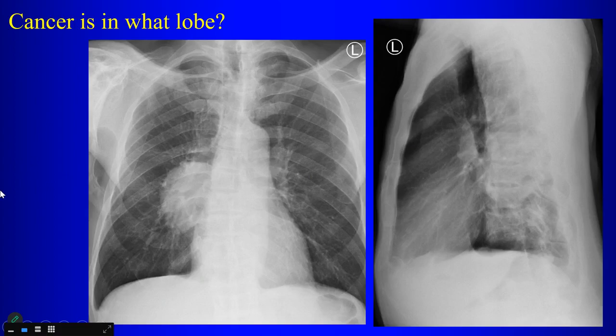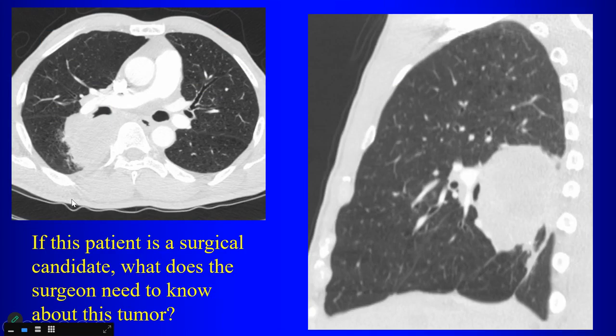This cancer is in what lobe? Right lower. Right lower, middle. I see. Well, on the lateral view, we can see the tumor back here. So most of the tumor you might say is where? Certainly right lower lobe, okay? So there's the tumor here. So if this patient is a surgical candidate, what does the surgeon need to know about this tumor?